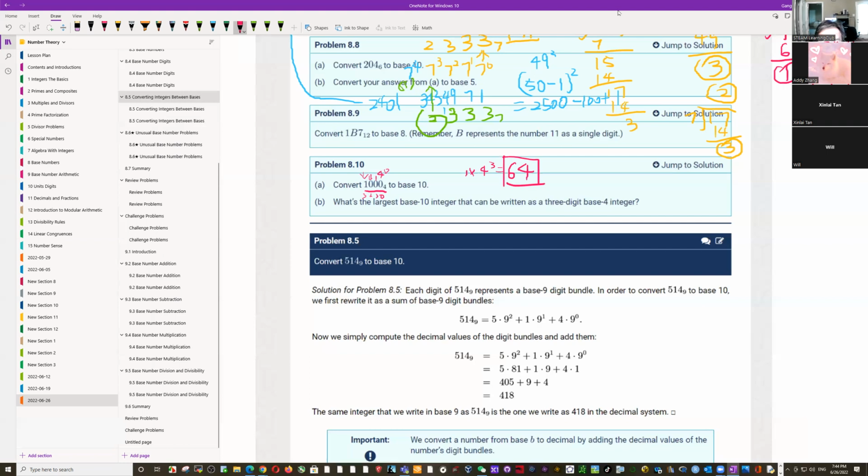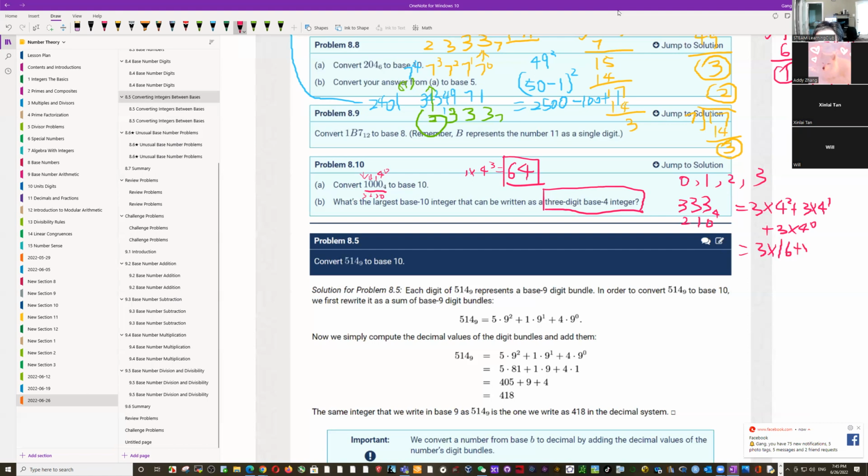This problem actually has 2 ways of doing it. For a 3-digit base 4 integer, the digits are 0, 1, 2, 3. So the largest possible 3-digit base 4 integer is 333 base 4. If you calculate this, it is equal to 3 multiplied by 4 squared, plus 3 multiplied by 4 to the first, plus 3 multiplied by 4 to the 0, which is 3 times 16 plus 3 times 4 plus 3, which is 48 plus 12 plus 3, which is equal to 63.